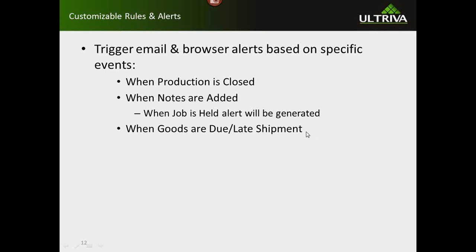We can also configure a rule that says that this production order needs to be completed today, it's due, or a production order is past due and it should have already been completed. And maybe that needs to go to the master scheduler to make sure that it's at the top of the list or the top of the schedule for today.